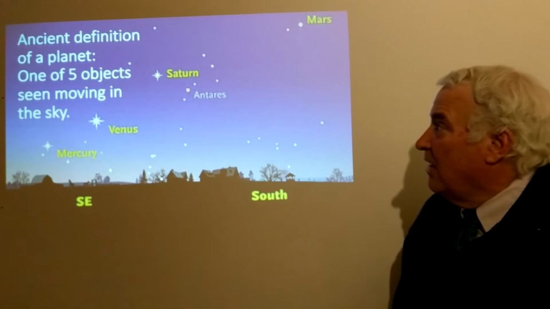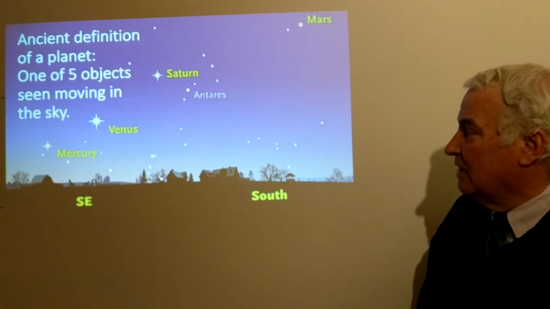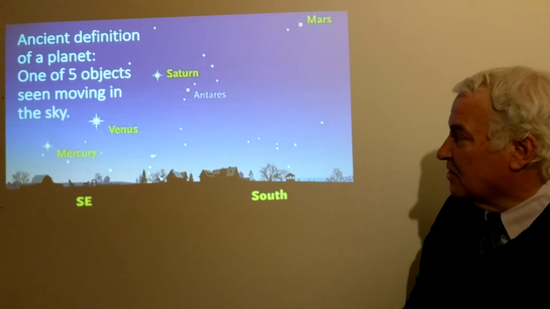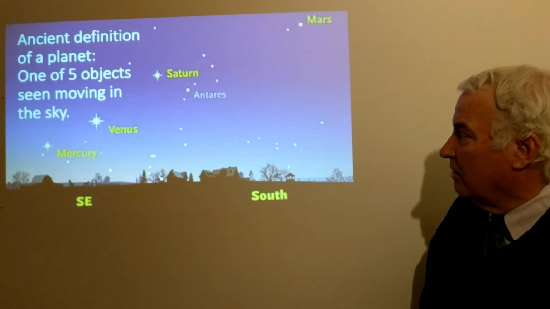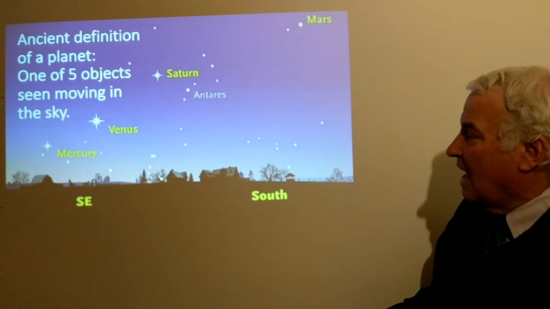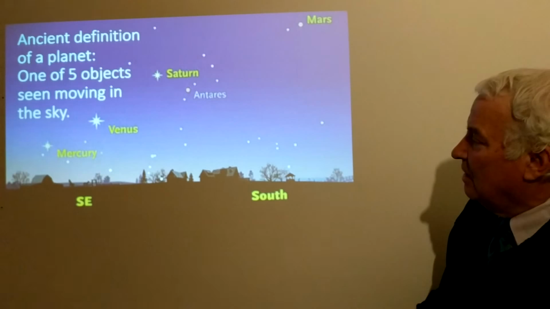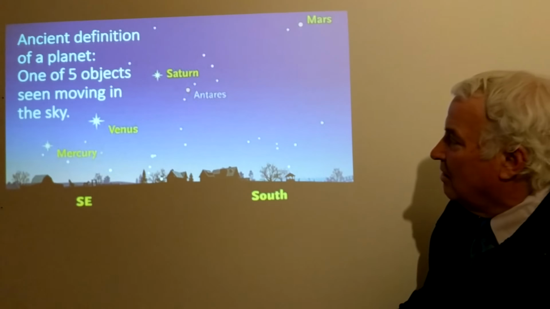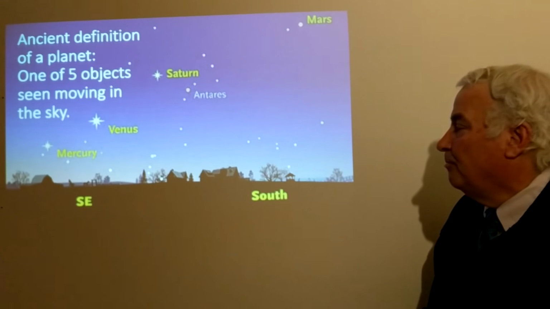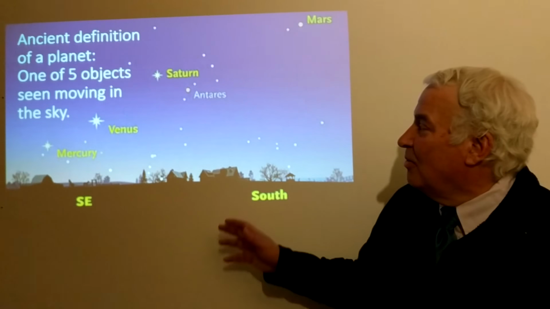So the ancient definition of a planet is one of the 5 objects seen moving in the sky that aren't the stars. And these are Mercury, Venus, Mars, Jupiter, and Saturn. And this depicts an occasion where 4 of those are seen in the evening sky. Actually, the morning sky.